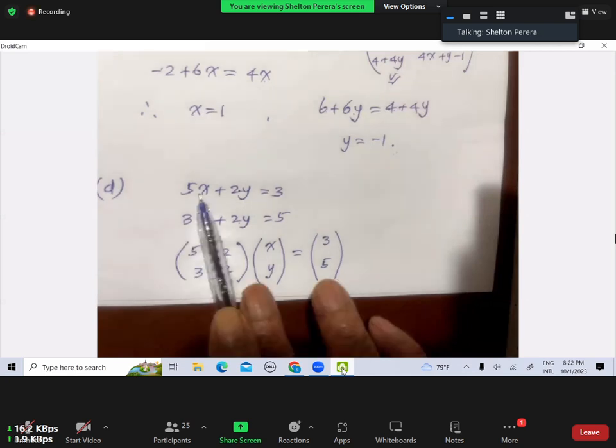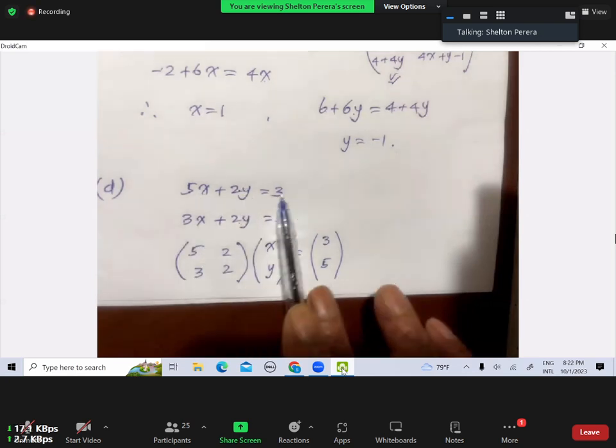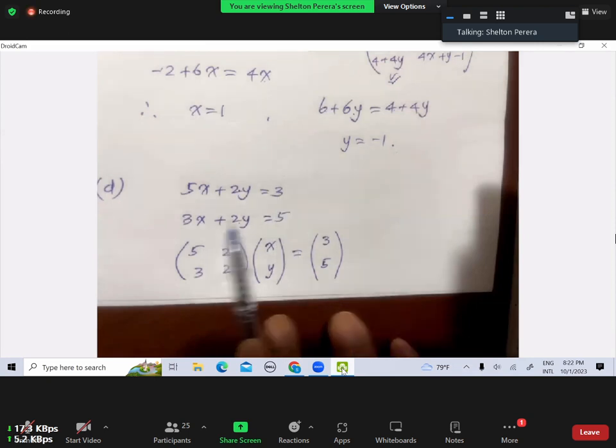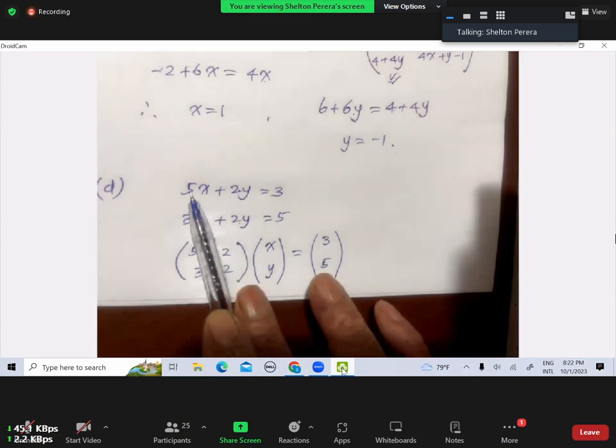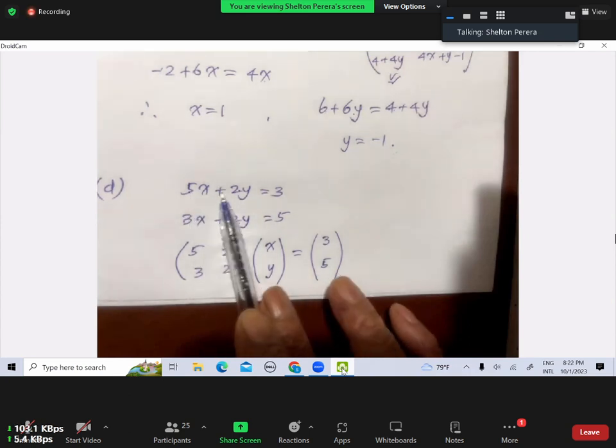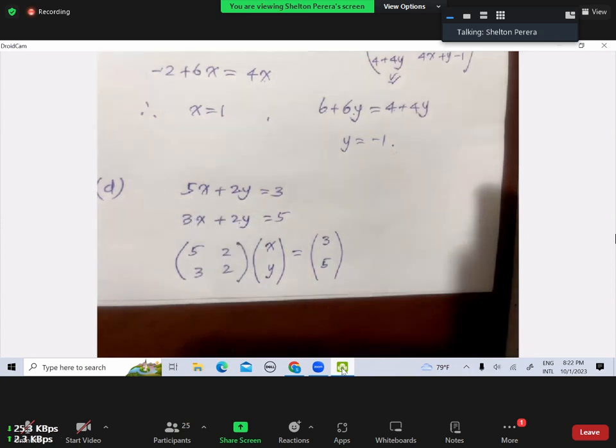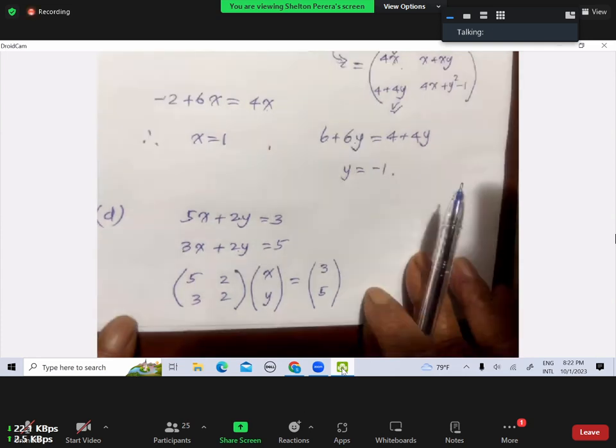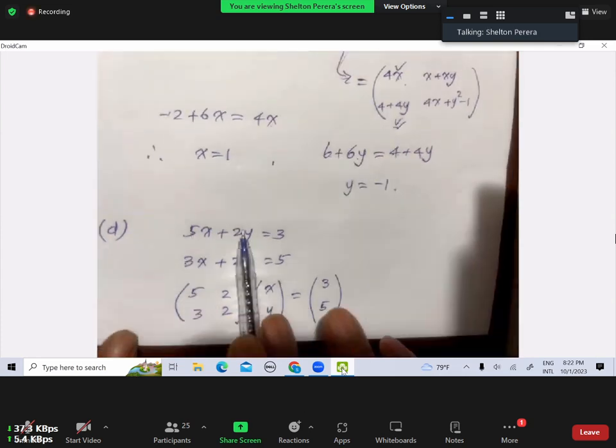5x plus 2y equals 3, 3x... How do you write it in the matrix form? Just get the numbers. If there is a minus 2y, then it should be minus 2 here. Write down the coefficients: 5, 2, 3, 2, in brackets, a 2 by 2 matrix, times the column vector x, y.